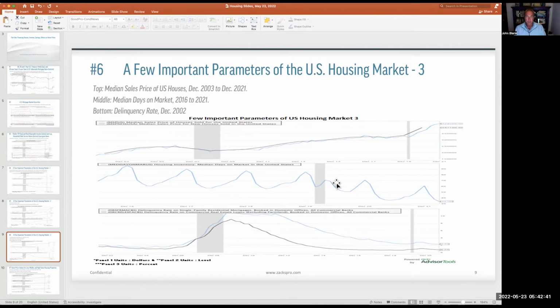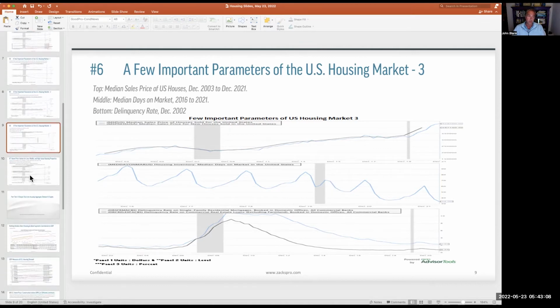So the top is bearish. There are record high prices. The middle, median days in the market, is bullish. It's very, very low. And the bottom is the delinquency rate. And this is mortgage-backed residential real estate or commercial real estate, which is blue. There's very little delinquencies, which is bullish. So again, here you got one for the bears, which is the top median sales price. The other 2 are for the bulls.